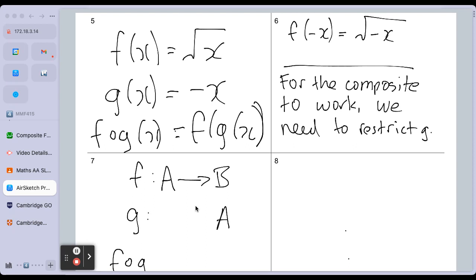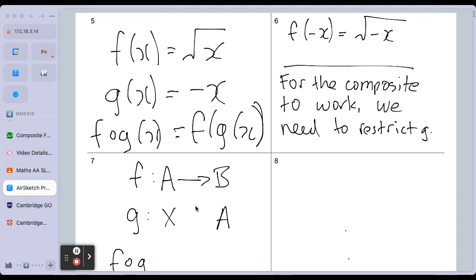So a subset means not every number in A is in the subset, but there's nothing that's not in A that's in the subset. So it's a smaller set of A. That would also work, right? As long as what G outputs is okay for inputting into F, we're okay.